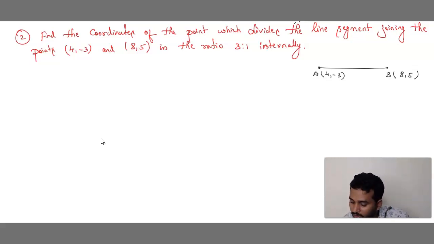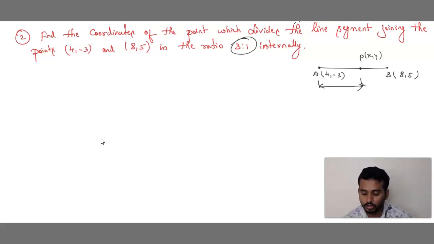So this P is dividing, you can see here P is coming here, P of (x, y). From A to P we can take this as 3 parts, because it is dividing in the ratio of how much? 3:1. So this is 3 parts. Again B to P is 1 part. That is nothing but 3:1.